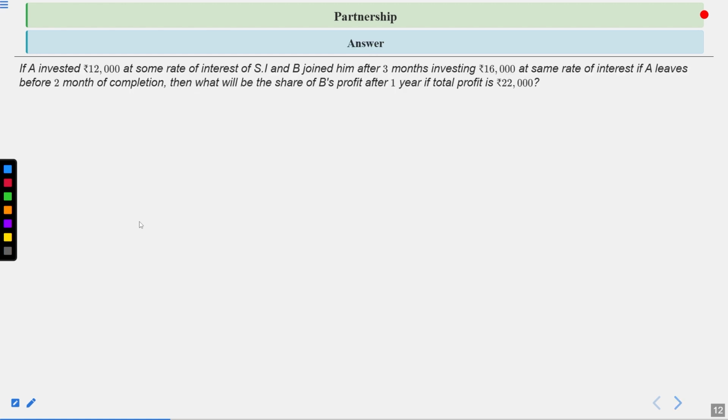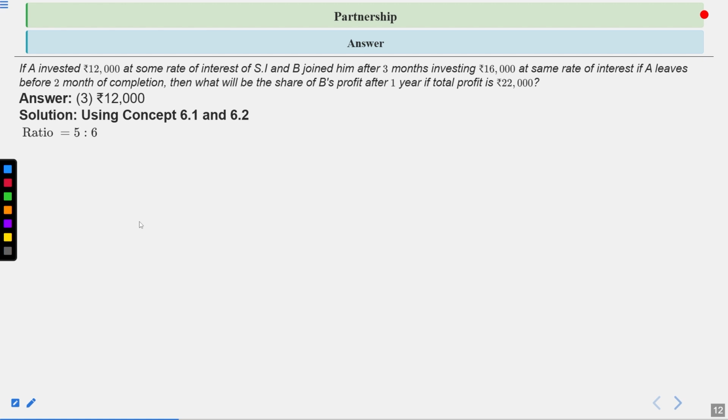So the question says that if A invested 12,000 rupees at some rate of interest on simple interest and B also joined him after 3 months investing 16,000 at the same rate of interest. If A leaves 2 months before the completion, then what will be the share of B's profit after 1 year if the total is 22,000 rupees? Now the correct answer of this question is the third one, which is 12,000 rupees. Now see the detailed solution using concept 6.1 and 6.2 in this question.